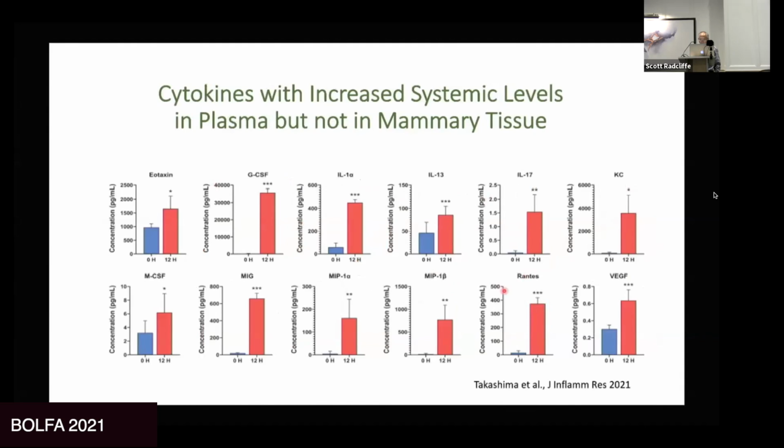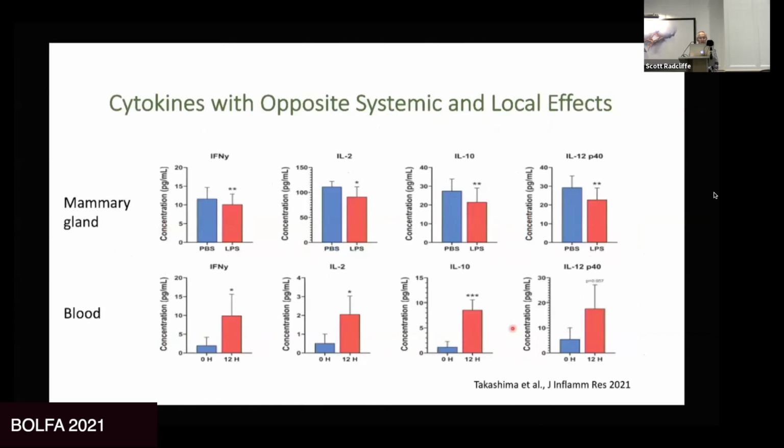I'm not going to bore you by reading each of those, but you can see a few, like colony stimulating factor, IL-1, IL-17, and the MIG and RANTES. Those are only increased systemically. And also interestingly, several cytokines have opposite changes in mammary tissue and the blood.